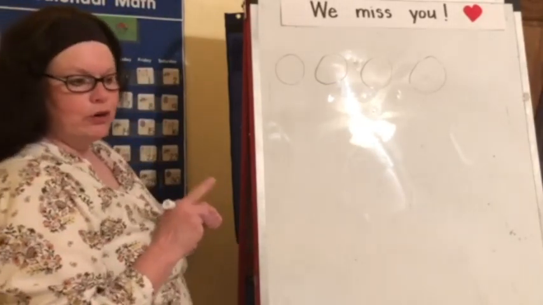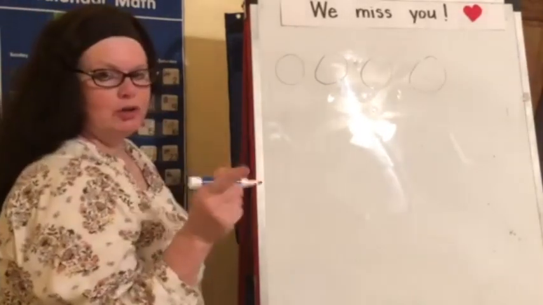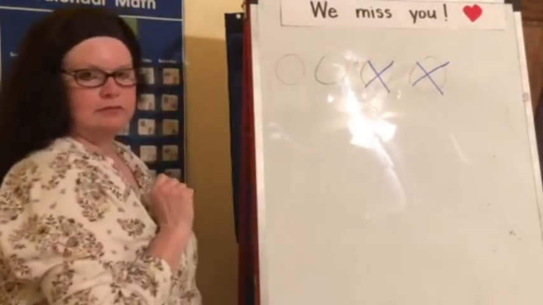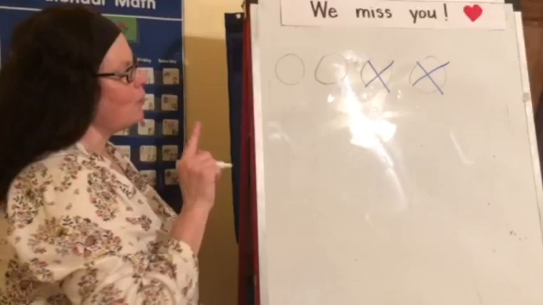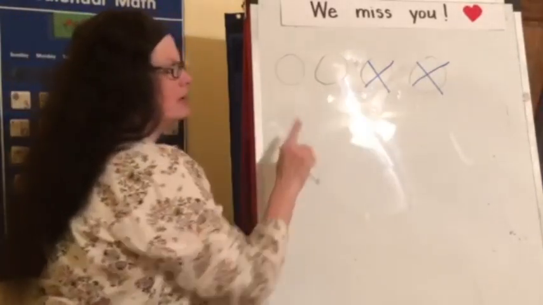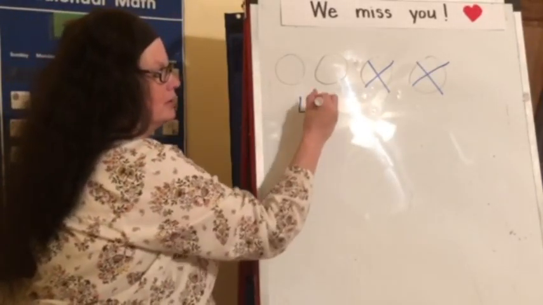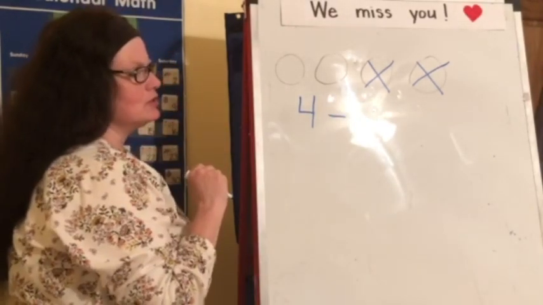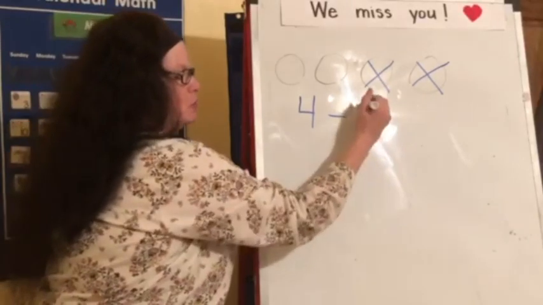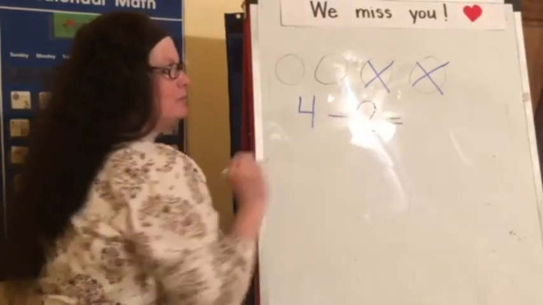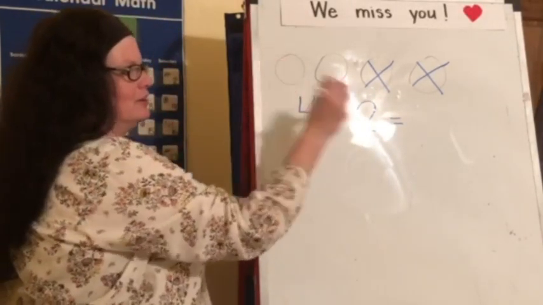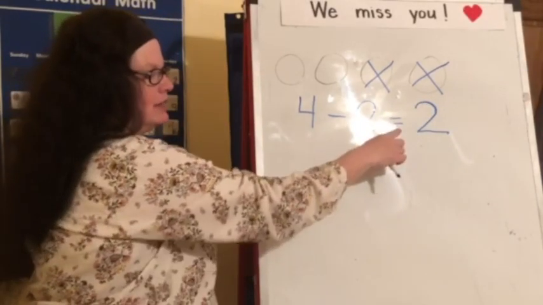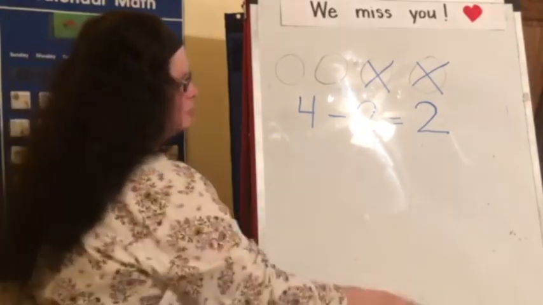All right, now we're going to cross some of them out. We're going to cross out 2. All right, now we're going to say how many we started with is 4. Minus, that means we're crossing them out. How many did we cross out? 2 equals, how many are left? 2. And we say that 4 minus 2 equals 2. All right, here's our next one.